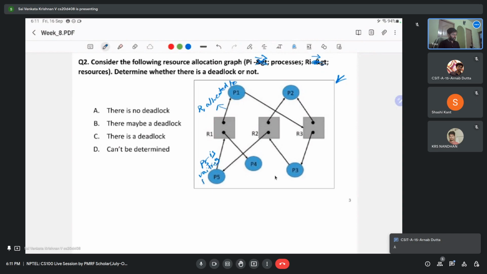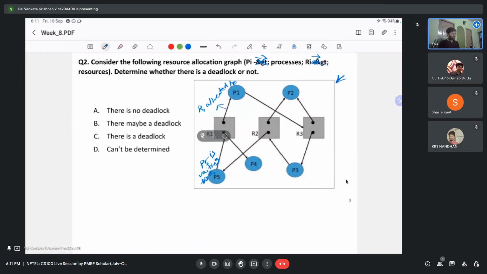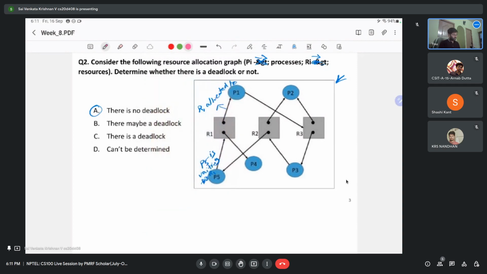Okay, right. So Arnab has given option A, there is no deadlock. Okay, let's see whether there are any cycles in the first place. Let's just use a different pen.